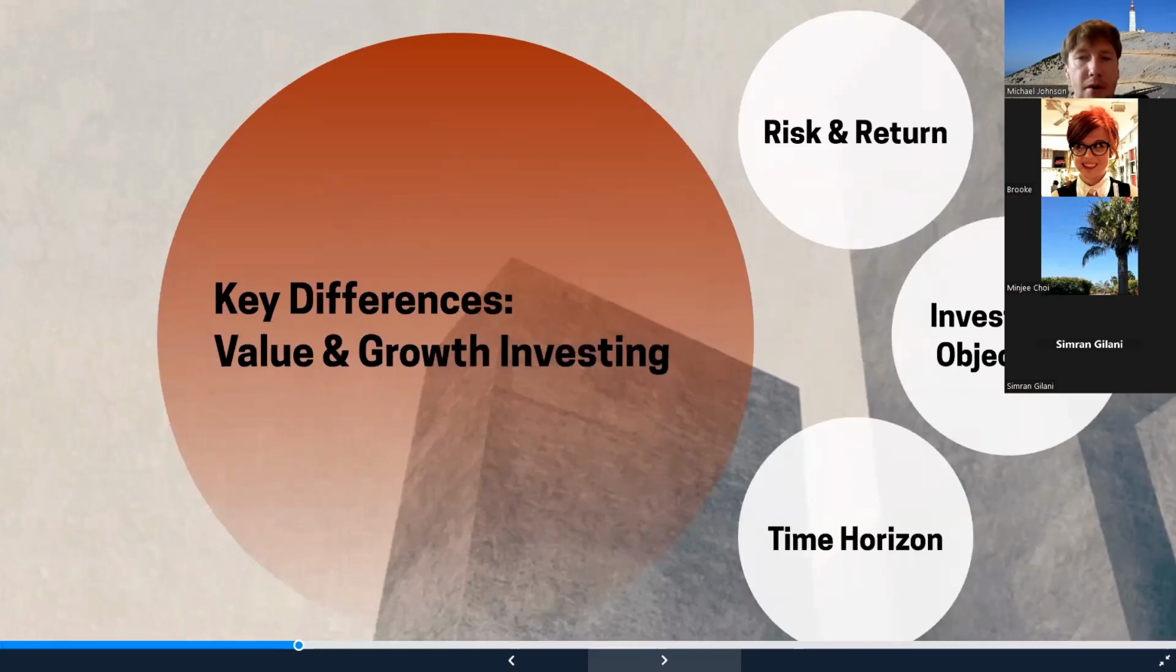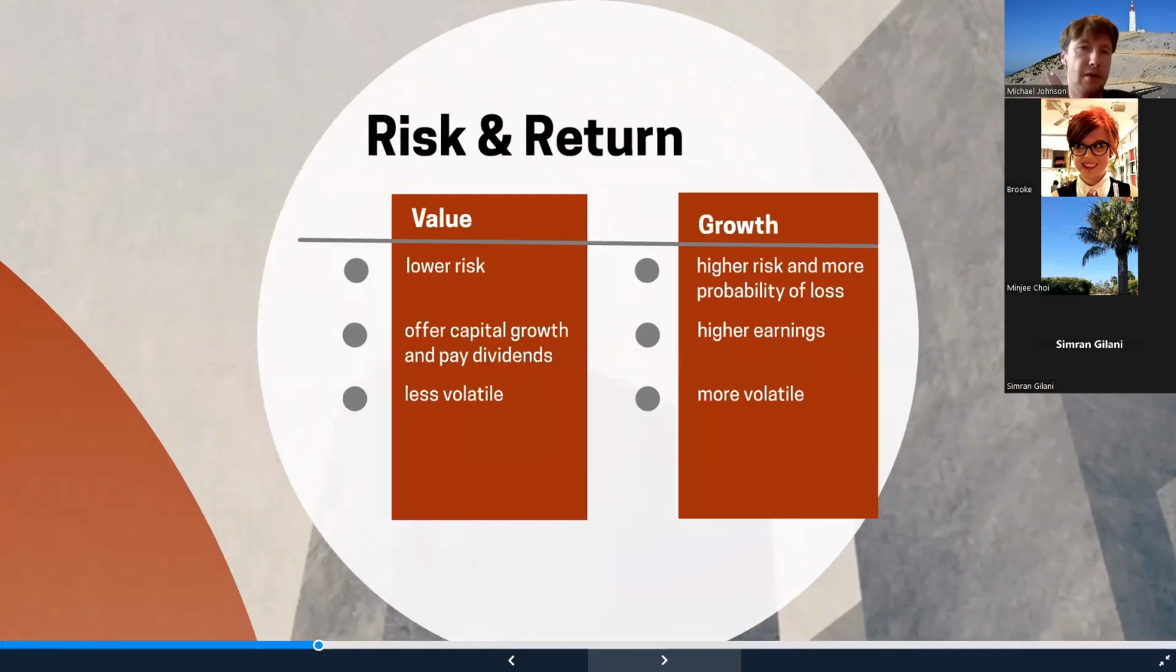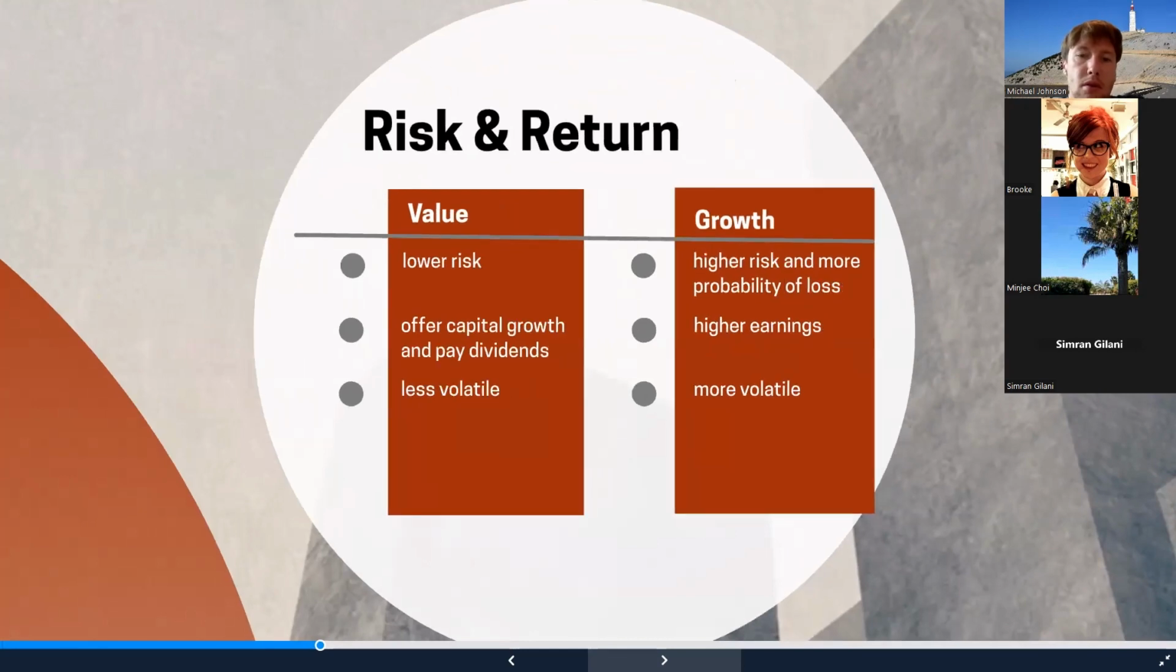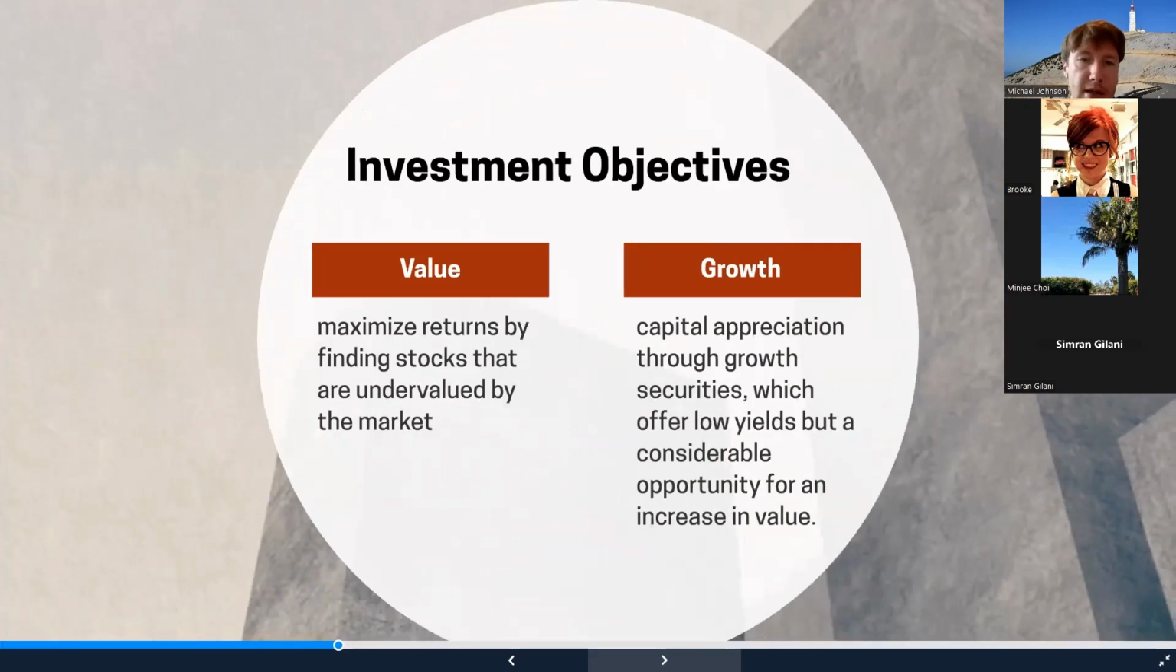So the key differences between value and growth investing are risk and return. Value investing is lower risk. It offers capital growth and pays dividends. It's less volatile. Growth investing is higher risk and has more probability of loss, higher earnings, and is more volatile. Investment objectives: value maximizes returns through finding stocks that are undervalued by the market. So you're finding undervalued stocks in value investing. With growth investing, you seek capital appreciation through growth securities, which offer low yields, but considerable opportunity for an increase in value.